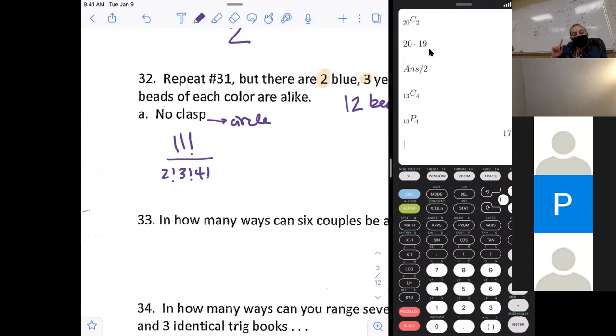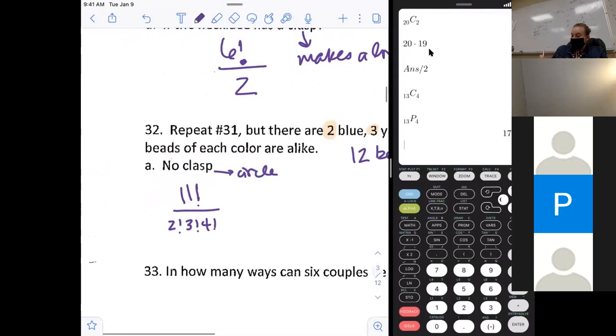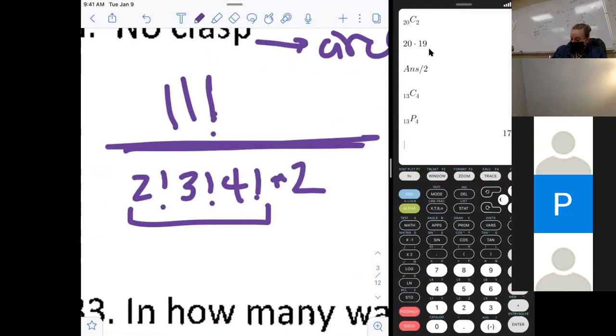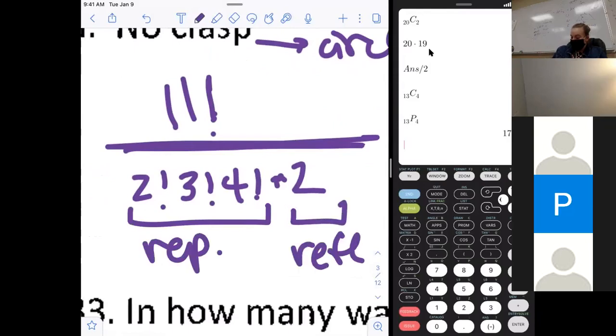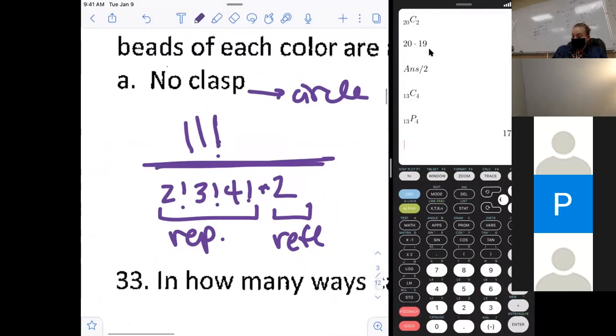The only other thing I have to do is I have to deal with the reflection like we did above, so I also have to divide by 2. So I've got my factorials for the repeating. These are the repetitions, and then this is for the reflection. So my total is on top, and I had to divide by my repetitions factorial and my reflection.